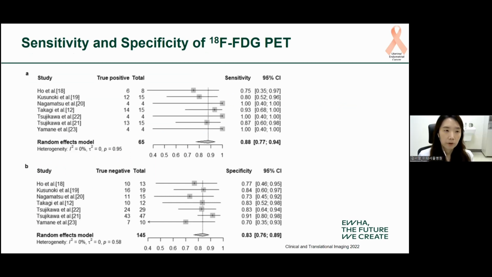This is the data from a systematic review and meta-analysis evaluating the differential diagnostic role of FDG PET/CT between leiomyomas and sarcomas. The first plot shows a moderate sensitivity of 0.88 and a moderate specificity of 0.83 for differentiating between uterine leiomyomas and uterine sarcomas.